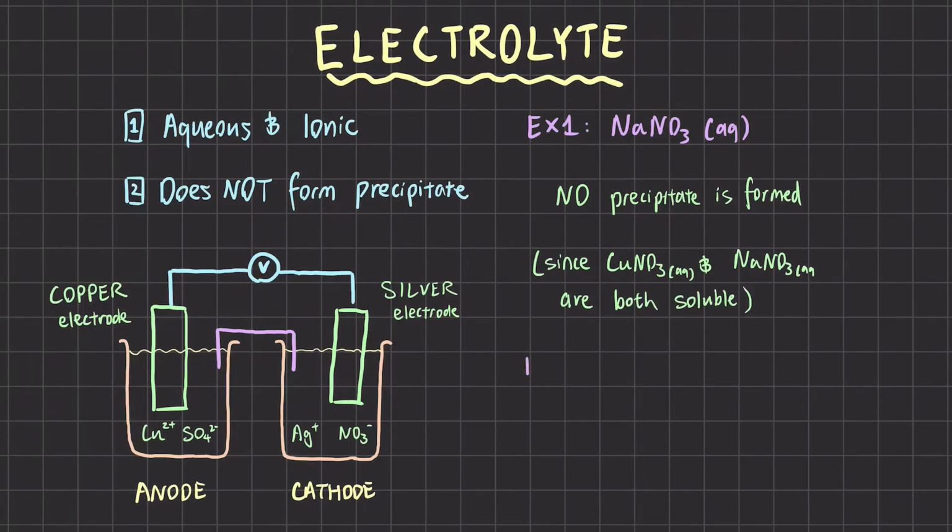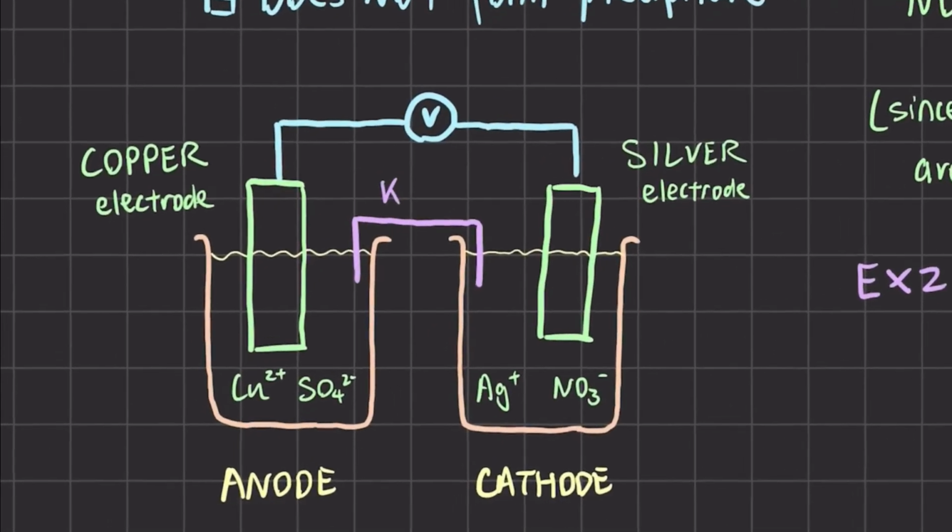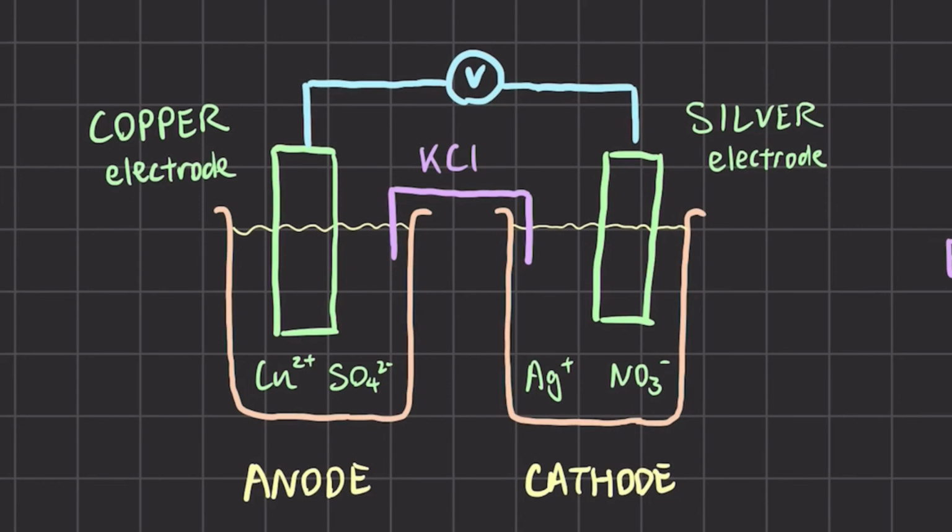Now let's look at a slightly more complicated example. Example 2, we have potassium chloride. For both of these examples, they fulfill the first criteria, which is that they're both aqueous and ionic, so we're just focusing on the second point here. Using the same logic, cations to the cathode and anions to the anode, we know that the K+ cations are going to move to the silver half cell, and the negative chloride ions are going to move to the copper half cell. Again, let's examine the potential reactions.